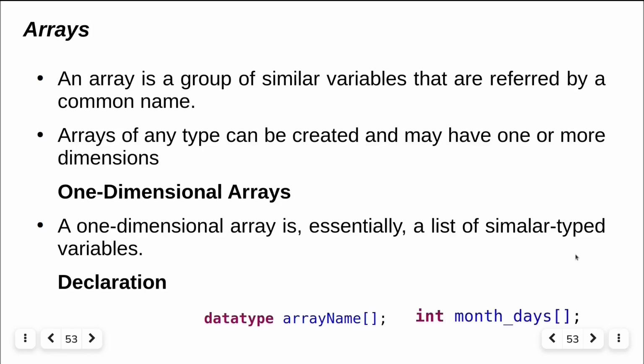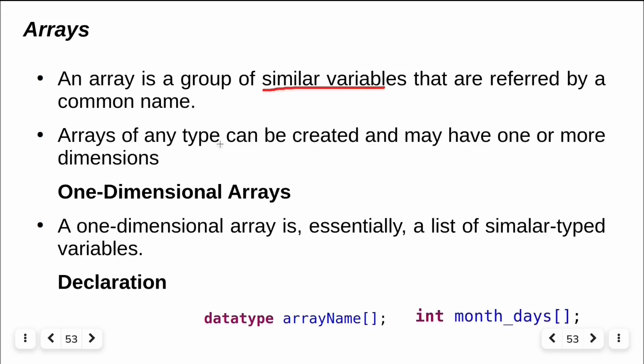Today let us see arrays in Java. You have already completed arrays in C language, so you have an idea about arrays. Here I will discuss only how arrays are declared, initialized, and accessed in Java language. We already know an array is a group of similar variables that are referred to by a common name.